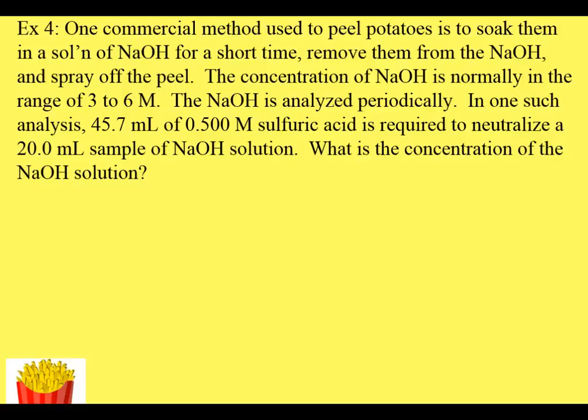So there's a lot of information here. This is an example of one of those typical college textbook problems where they give you all sorts of background information, and sometimes that makes the problem a little more cumbersome and a little bit more confusing. But we need to start in the same process that we've used previously, which is to start with a balanced equation. I know that the NaOH, which is used to peel the potatoes, has to be analyzed every once in a while, and to do so, they titrate it with sulfuric acid. So those are my two reactants, sodium hydroxide and sulfuric acid. Sulfuric acid is H2SO4, and it's reacting with NaOH.